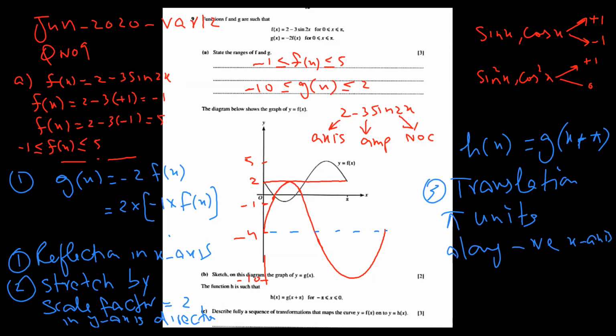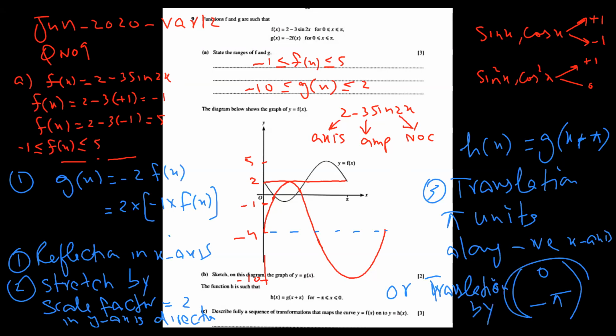So I think the concept is very clear. Or you can write it like this even. Both are okay. Because for translation, you can write a short form. If you don't want to write a long thing, just say translation by this column vector. If you write this, then no need to write the whole thing. You can write this also as a short form. I think the question is very clear to you.